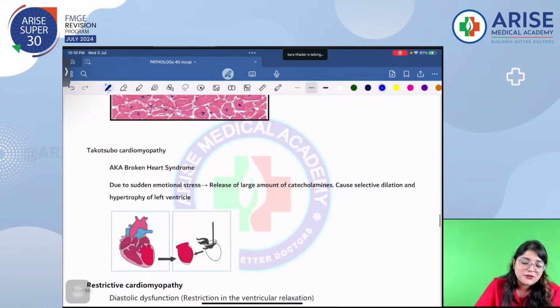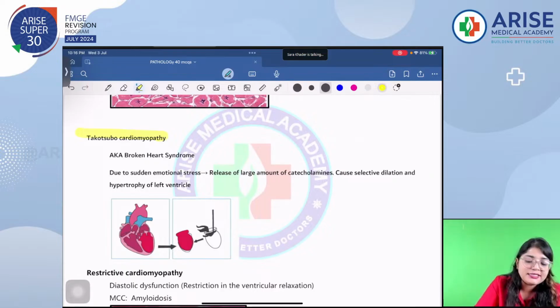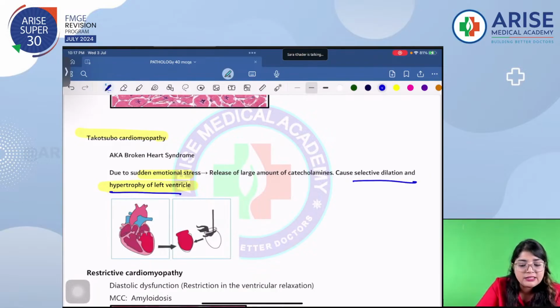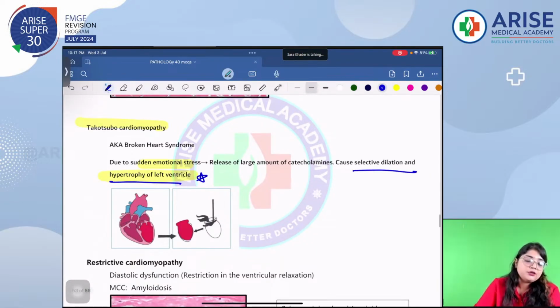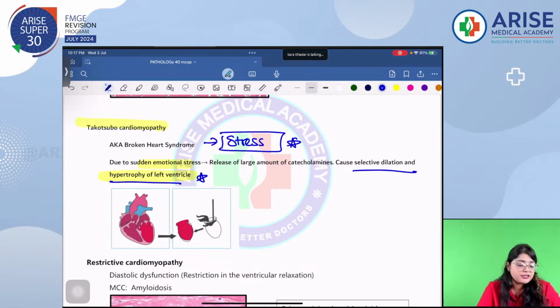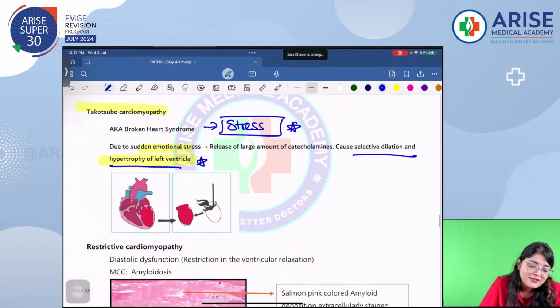our hearts. Okay, Takotsubo cardiomyopathy, this happens because of a stress, okay? Emotional stress that releases a large amount of catecholamines that affect the left ventricle. So there's dilation and hypertrophy of only the left ventricle, okay? So remember, this is also known as the broken heart syndrome. And this is because of stress, okay?